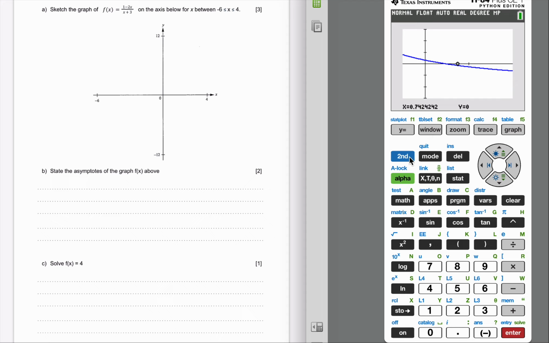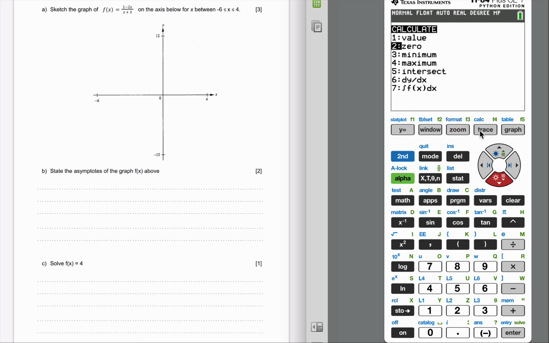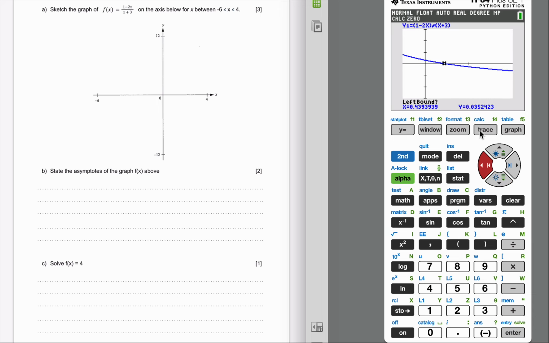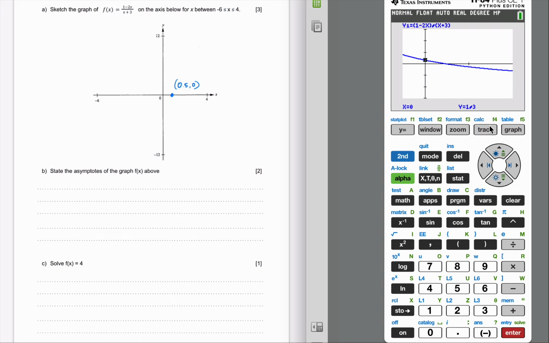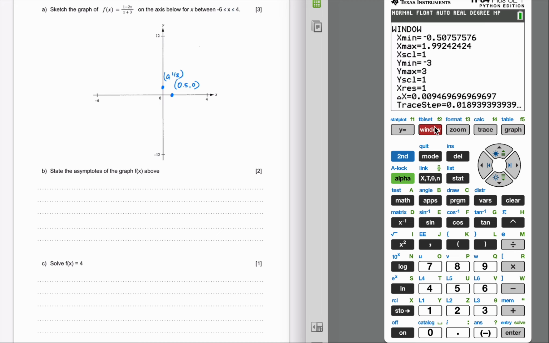In fact, while we're here, let's find where it crosses. So the 0 is somewhere here. So it crosses at 0.5. So I now know that I have an intercept at (0.5, 0). And then we can also find when x is 0, and we can see it crosses there at (0, 1/3).